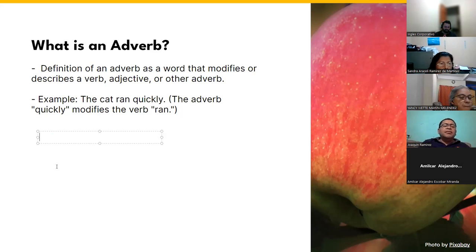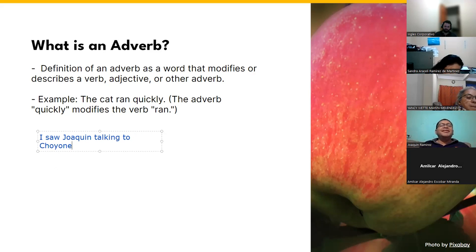All right, let's see, guys. What about this? We saw Joaquin talking to Choyon yesterday. Where is the adverb here, if we have any adverb? We have yesterday. Why is it an adverb? How do you know?